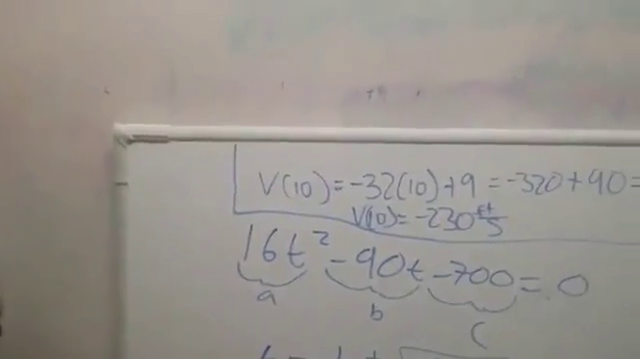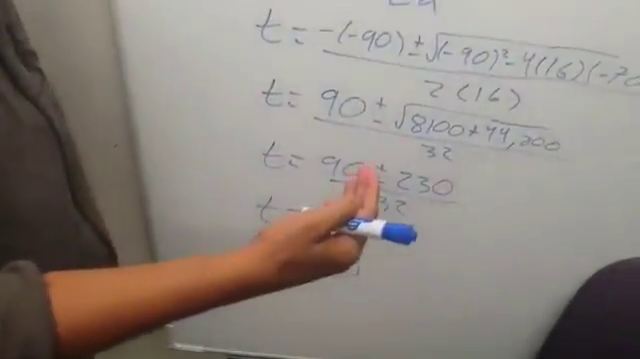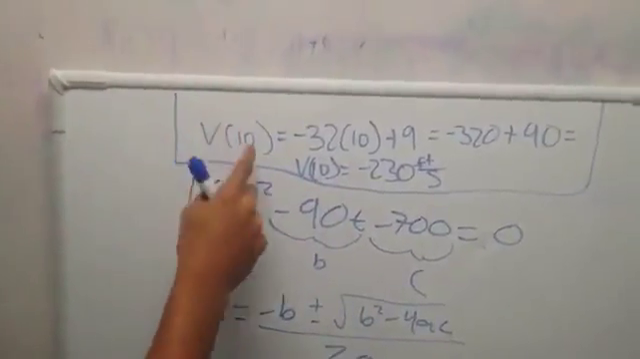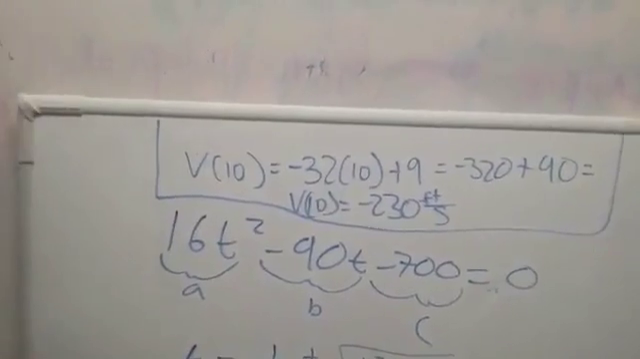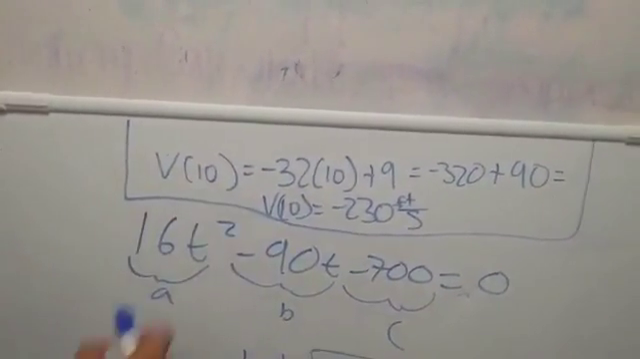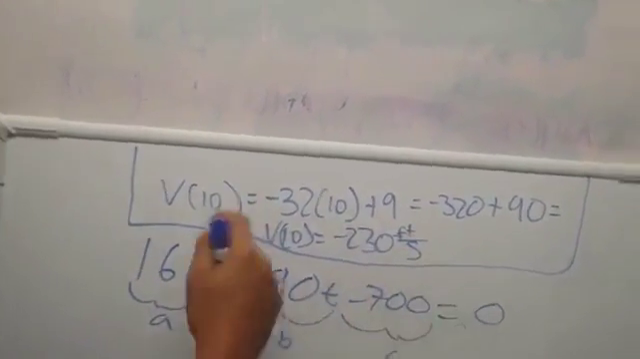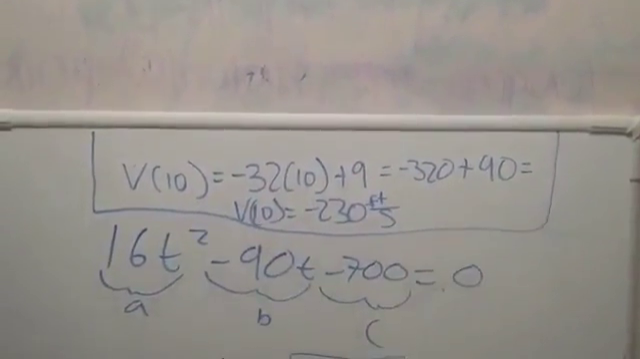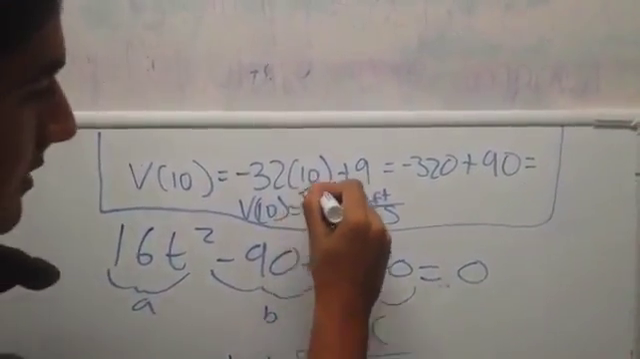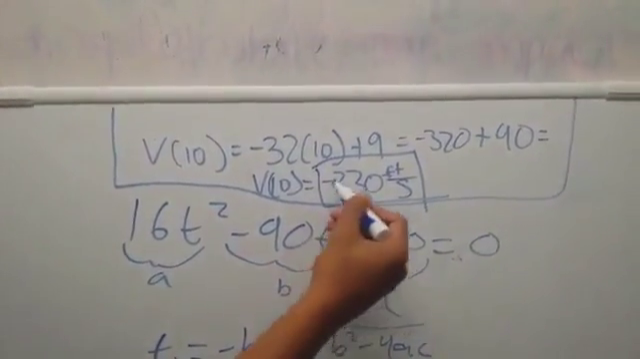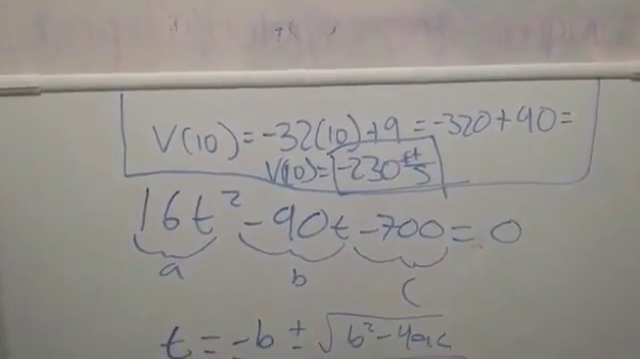What they ask us is not the time it takes to reach the minimum point, which is 10 seconds. What they ask us is the velocity. So we take the 10 seconds and substitute that value into the velocity function which we already had. We substitute and solve, and the final answer for the velocity at which it hits the ground is minus 230 feet per second.